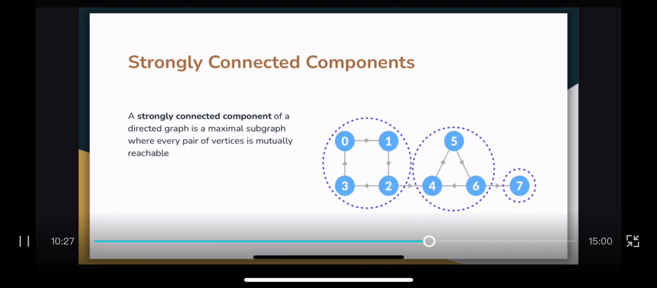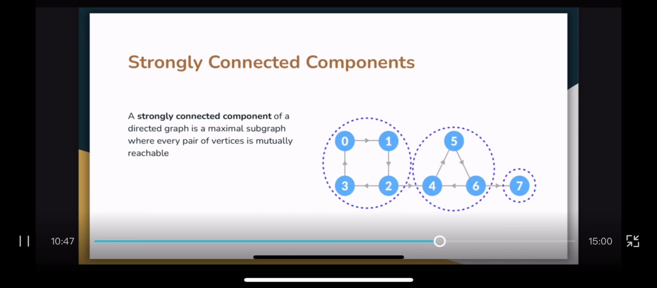Like for example, to get from 0 to 2, you can follow the path from 0, 1, and 2. And then to get back to 2 from 0, you can follow the path of 2 to 3 and to 0. The second strongly connected component is the component of 4, 5, and 6 vertices. So similarly, you can get from any vertex to any other vertex in this group.